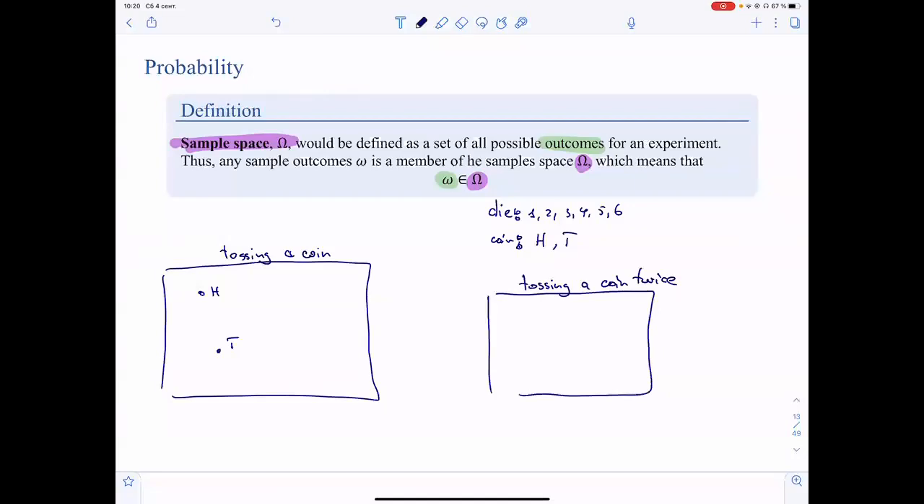What are the elements of the sample space? Well, again, a sample space is a collection of all possible outcomes. If I toss a coin twice, what are the outcomes? Well, in this case, I'm going to have 4 possible outcomes: double head, double tail, head-tail, tail-head.